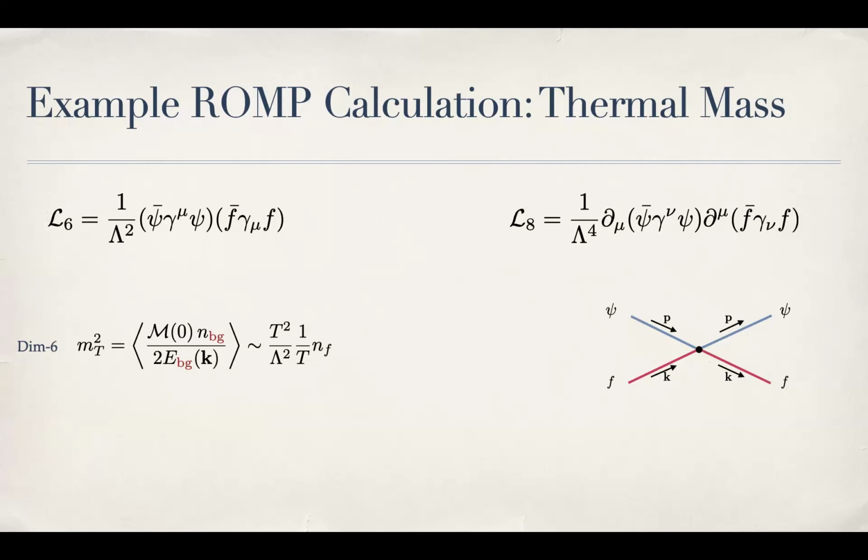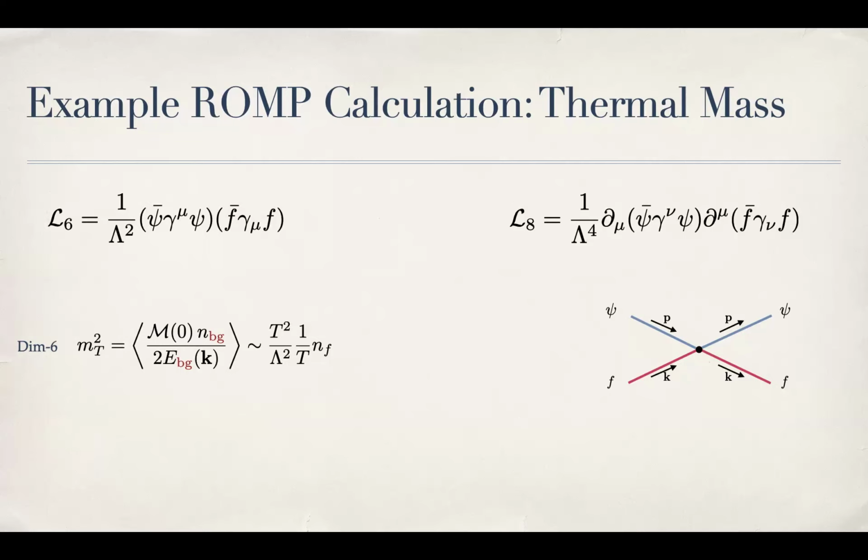All right, so let's say we have this dimension 6 operator, which is giving rise to psi forward scattering with the background fermions. And let's calculate the thermal mass of psi from this interaction. We can parametrically estimate what this forward scattering matrix element is. It's going to be 1 over lambda squared, and then to get the right units, you need T squared up top for energy. So M naught is something like T squared over lambda squared. My number density of background particles, I'll just write as the number density of fermions. And my energy of the background particles, I'm assuming this is all relativistic, is going to be something of order T.